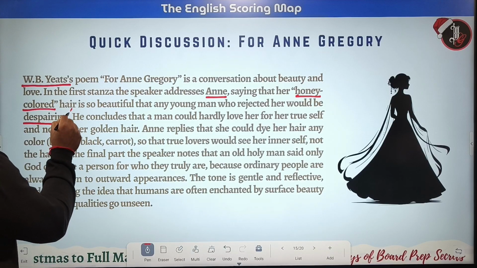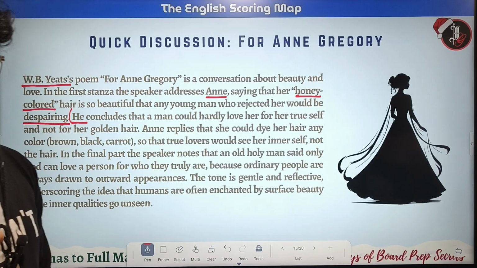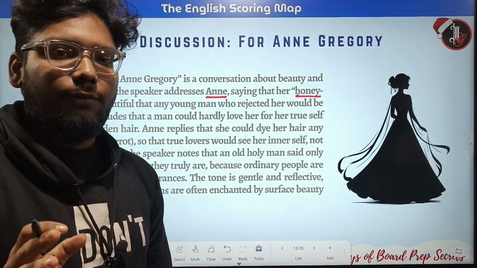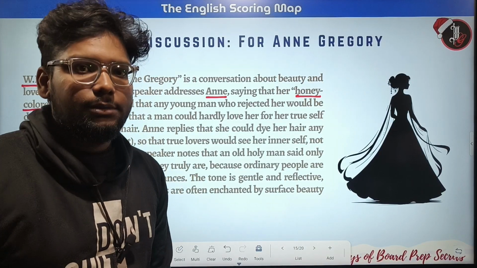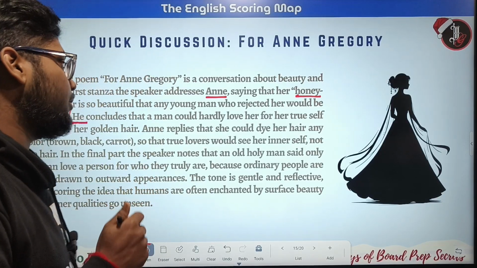Okay, so what the poet says in the ending is that no one will love Anne for her personality or for her face cut or whatever it is, but they will love her for her golden hair. Okay?